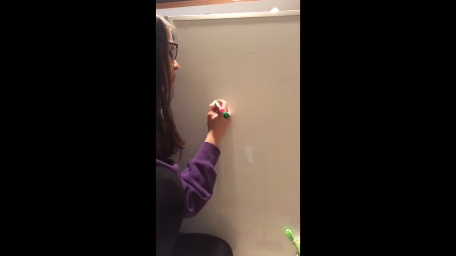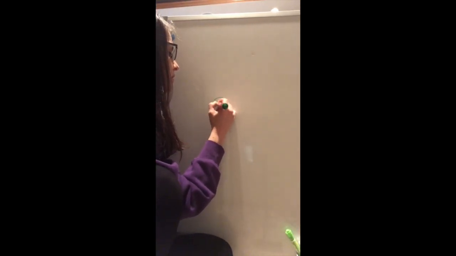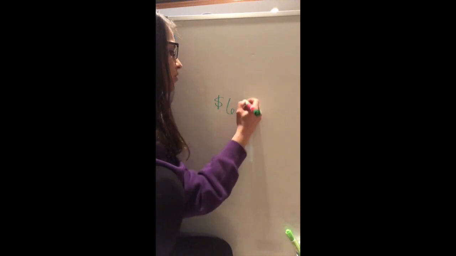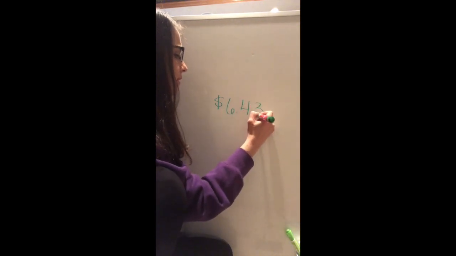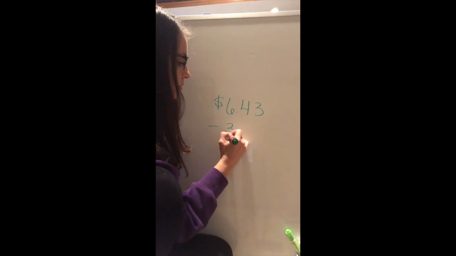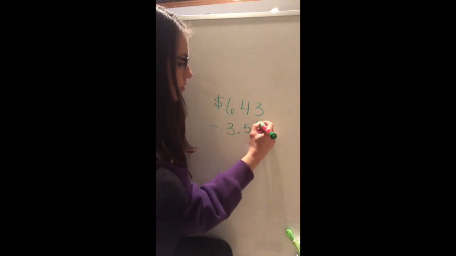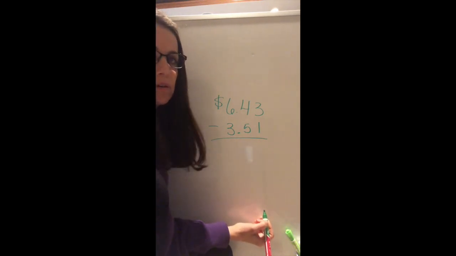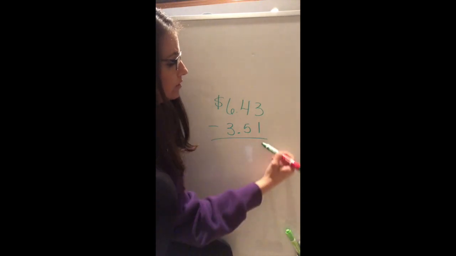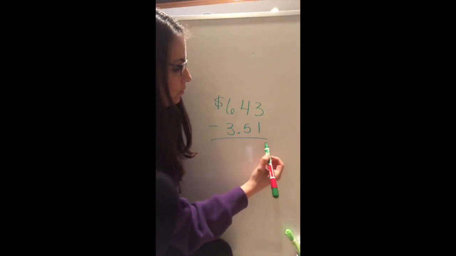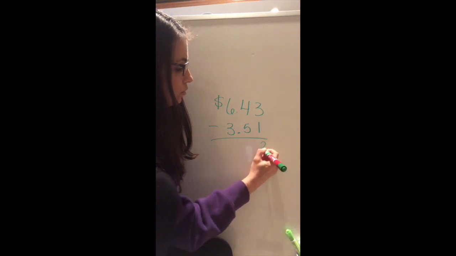We're going to zoom in a little bit. Let's try, let's say we're going to subtract $6.43 minus $3.51. Okay, we always start here. 3 minus 1 equals 2.